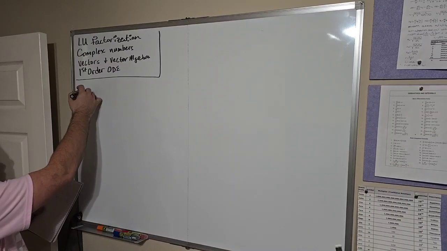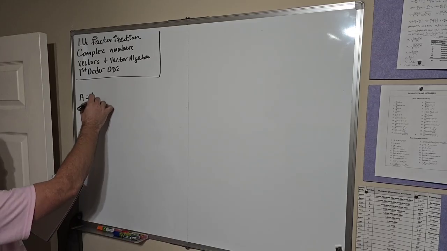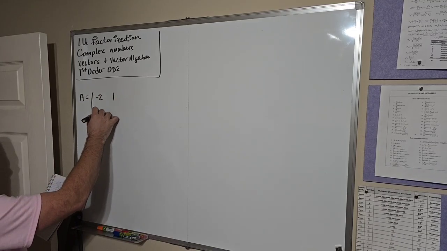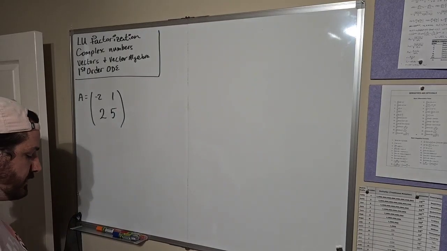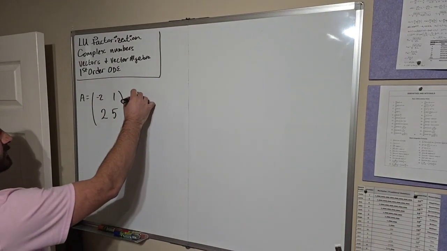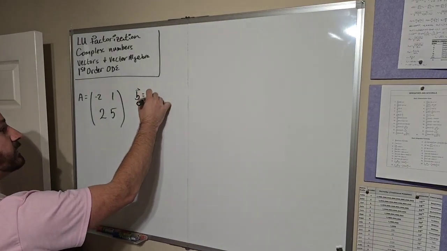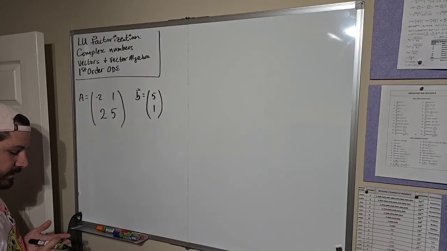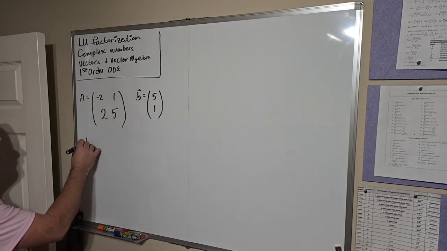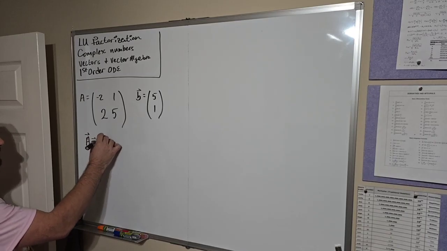So we'll start with a matrix A that's going to be equal to [-2, 1; 2, 5]. And then we're also going to have a solution vector B that is, in this case, [5, 1]. So the formulas that go along with this are pretty straightforward. We know that a matrix times an x vector is equal to the solution vector.